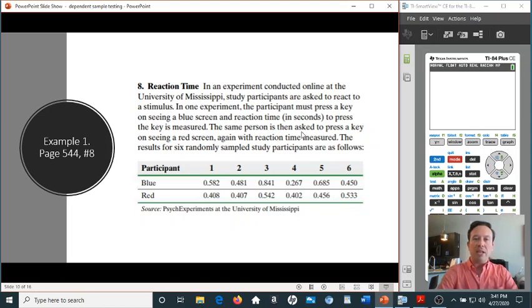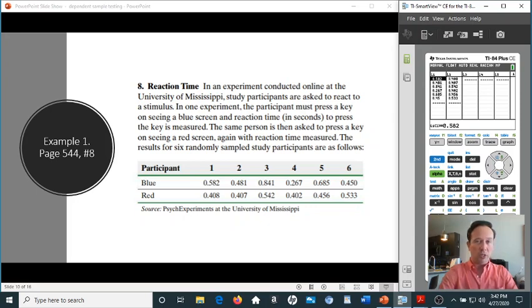The same person is then asked to press a key on seeing a red screen, and then the reaction time is measured. So the result for 6 randomly sampled study participants are as follows. Okay? So the first thing I would do in this problem is do stat and number 1 edit and just type in the 2 list of data. We'll come back to that.